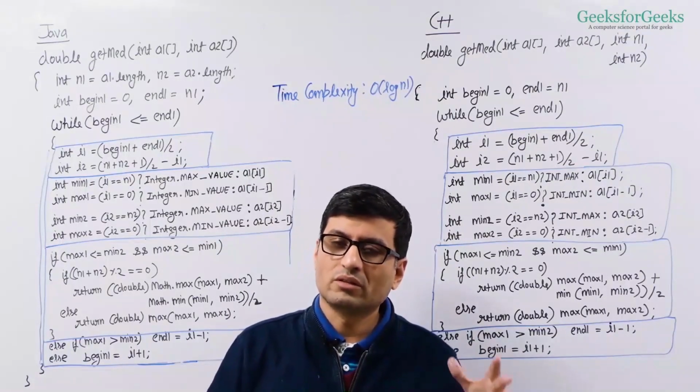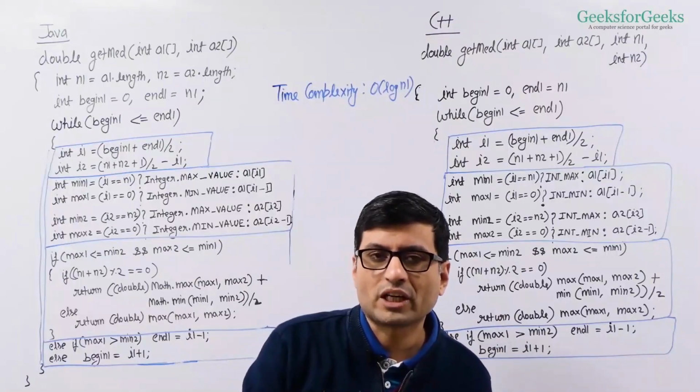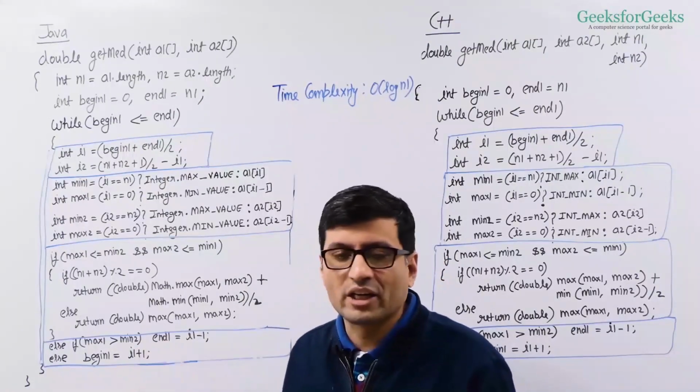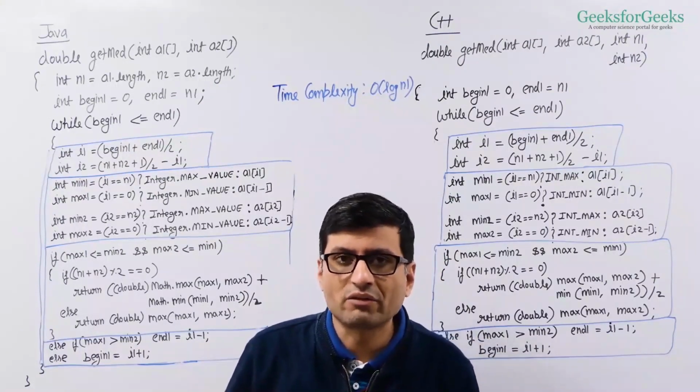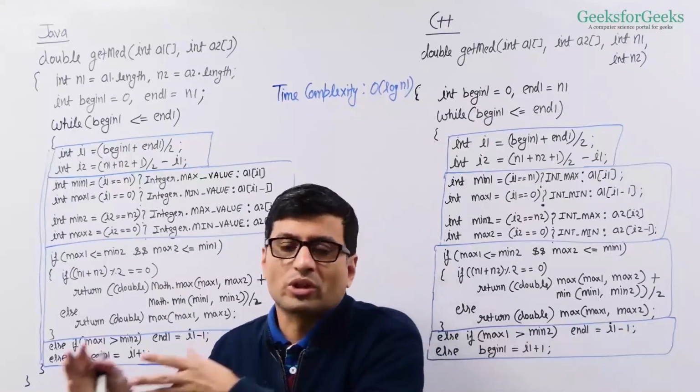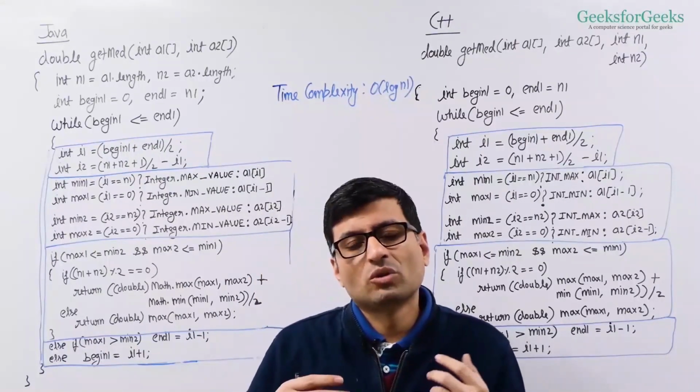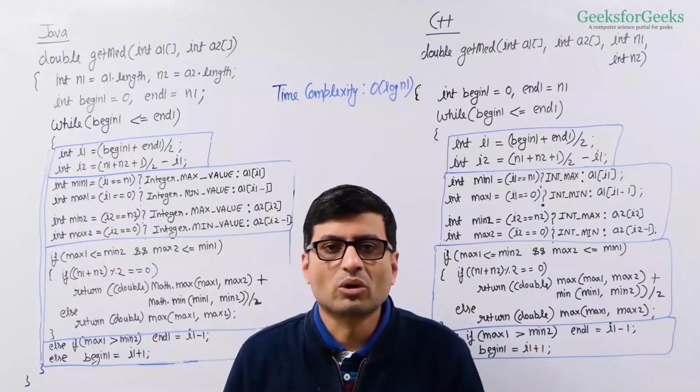or you need to recursively call for the left half, or change begin 1 and end 1 iteratively, or you need to go to the right half, right? So its overall time complexity is clearly big O of log n1.